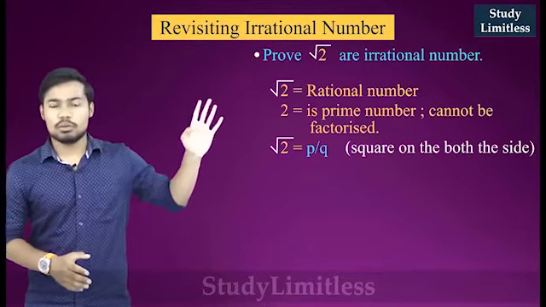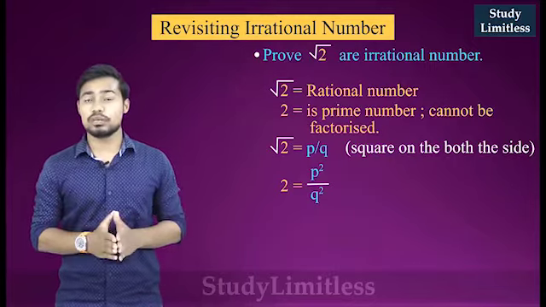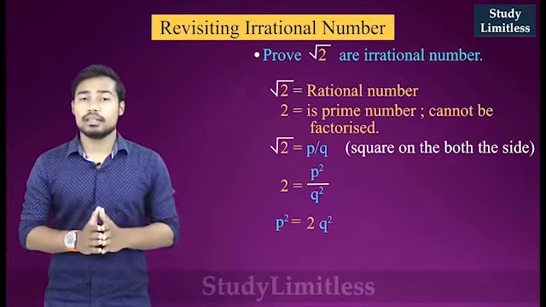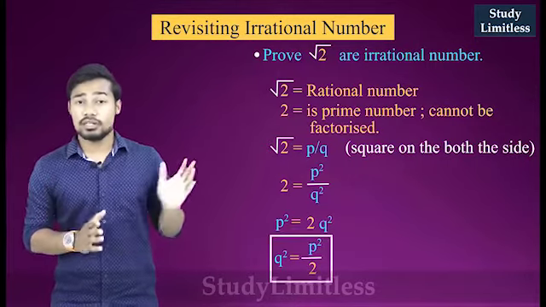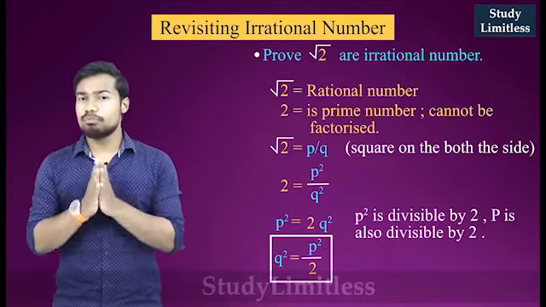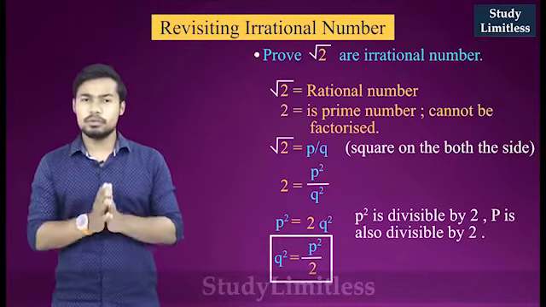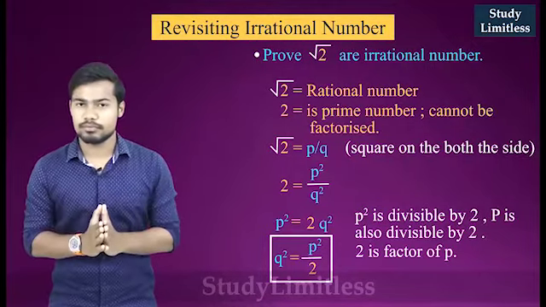So if I square both sides, I would get 2 is equal to p square upon q square. This can also be written as p square is equal to 2q square. That is, q square is equal to p square by 2. Now, from this equation, what I can understand is that if p square is divisible by 2, then p is also divisible by 2. That means 2 is a factor of p.